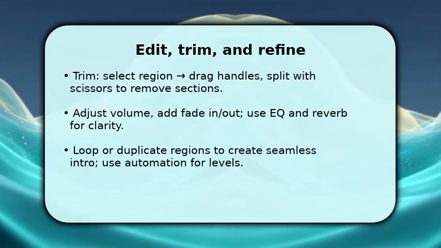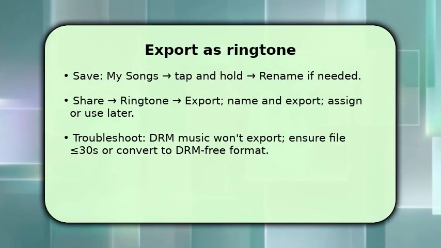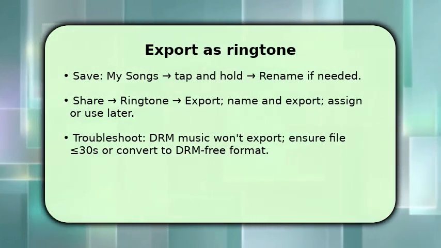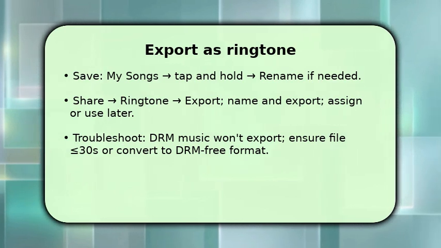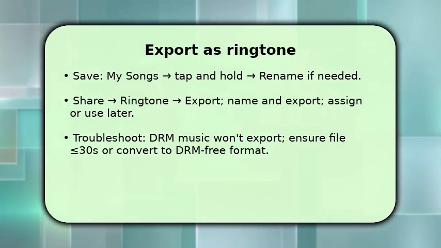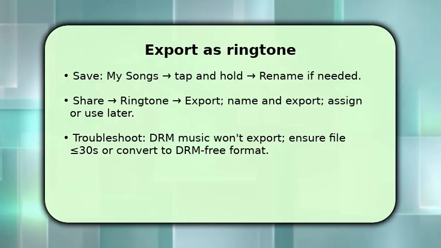When your edit is ready, tap My Songs to save, then tap and hold the project to reveal share options. Choose ringtone, enter a concise name, and export. You can immediately assign it as your default ringtone or to a contact.